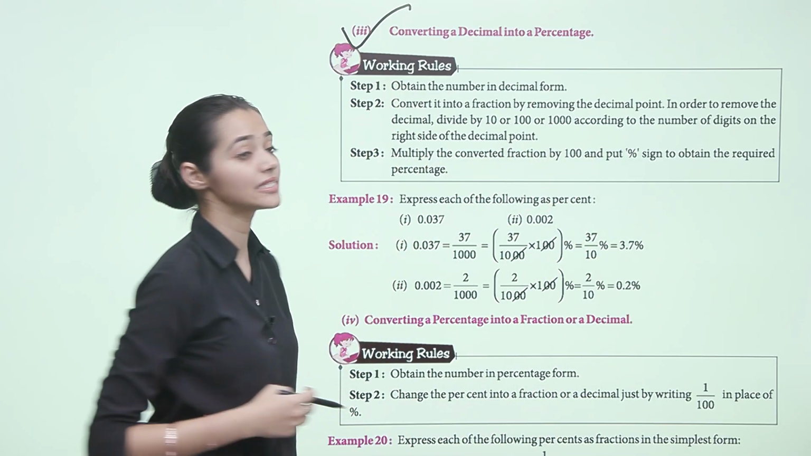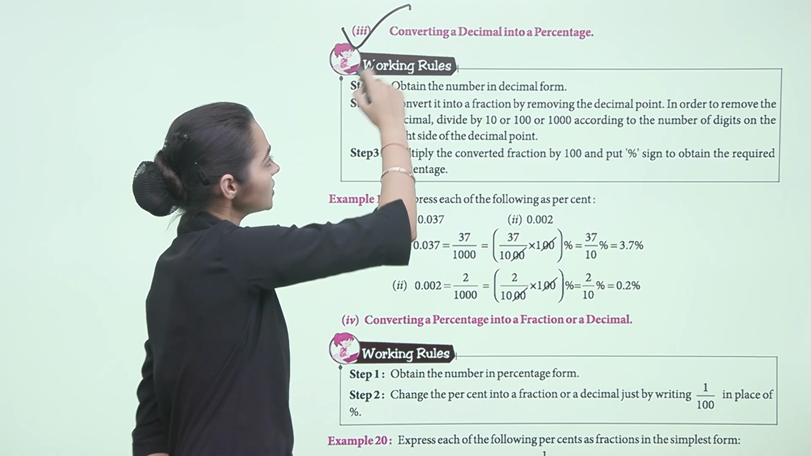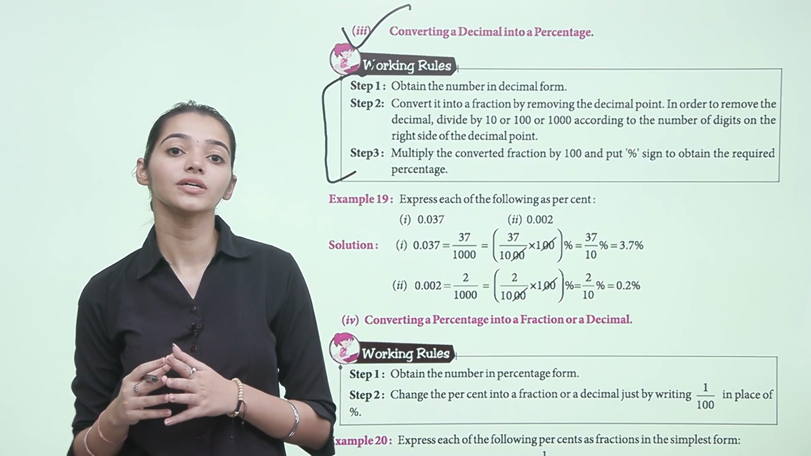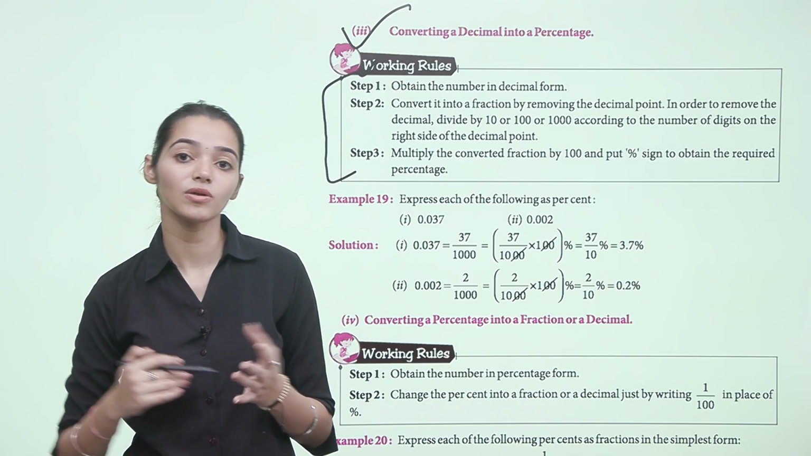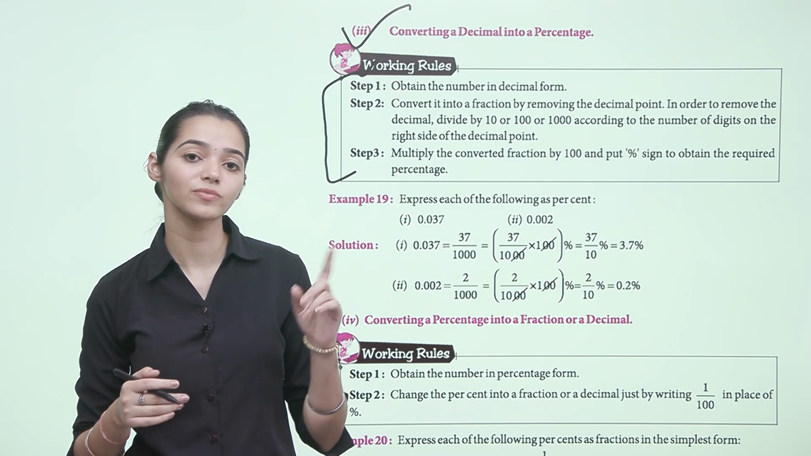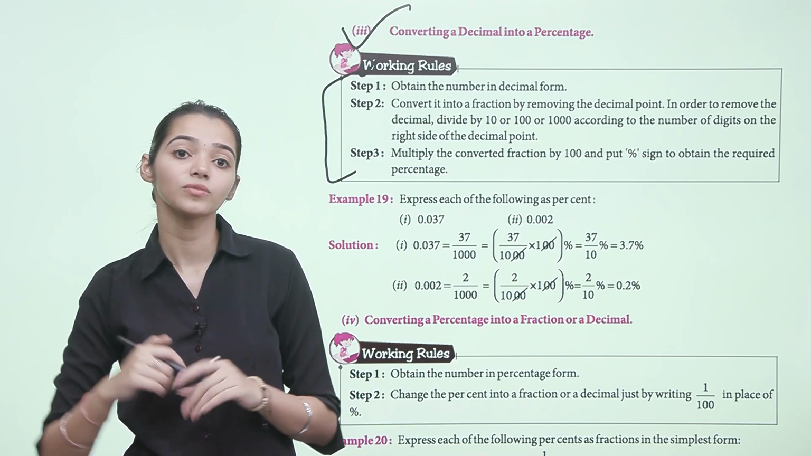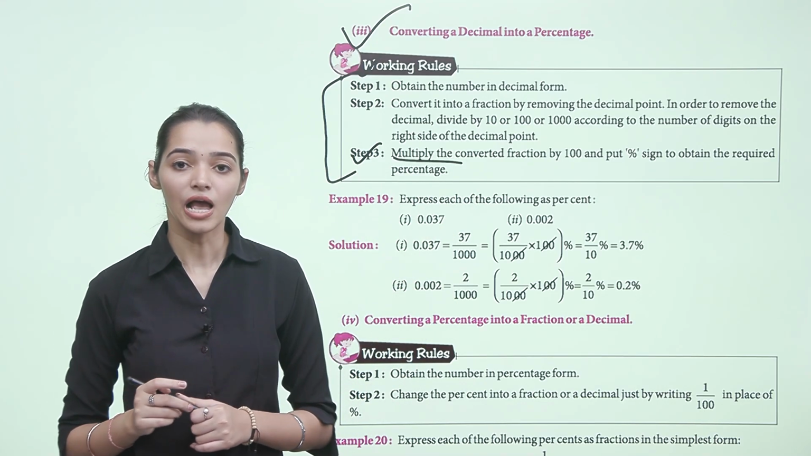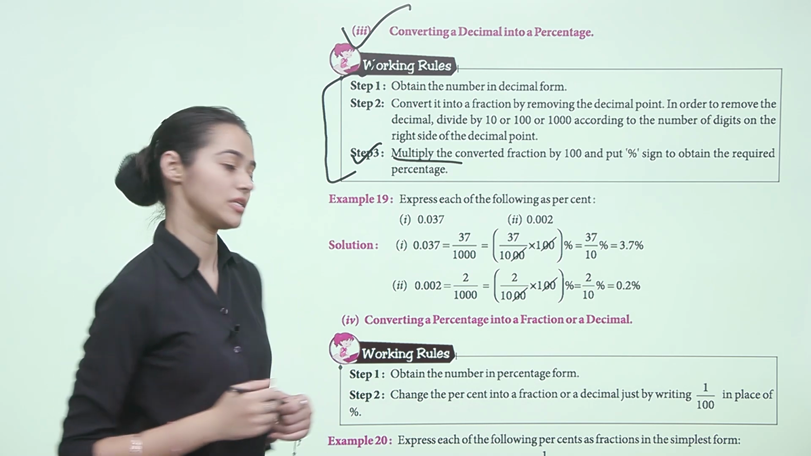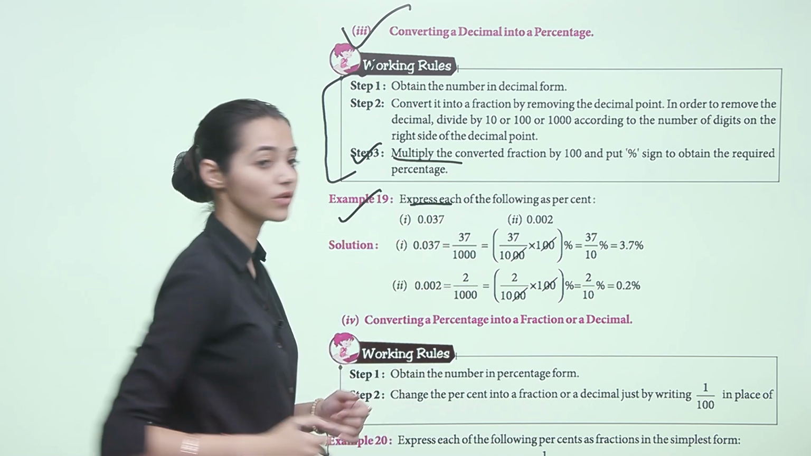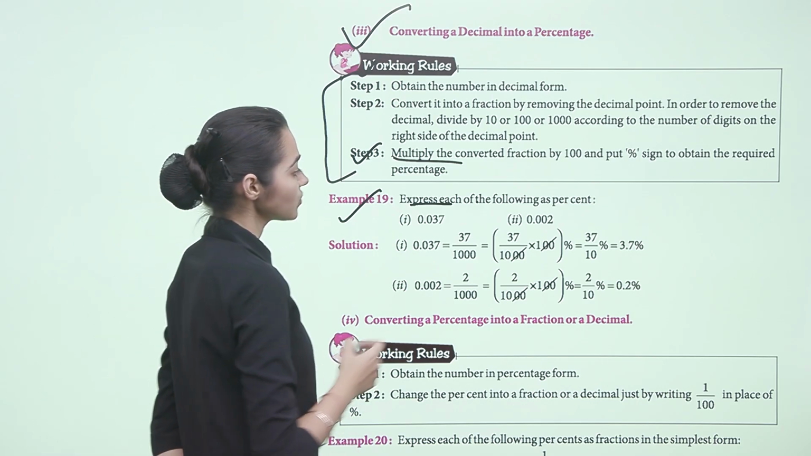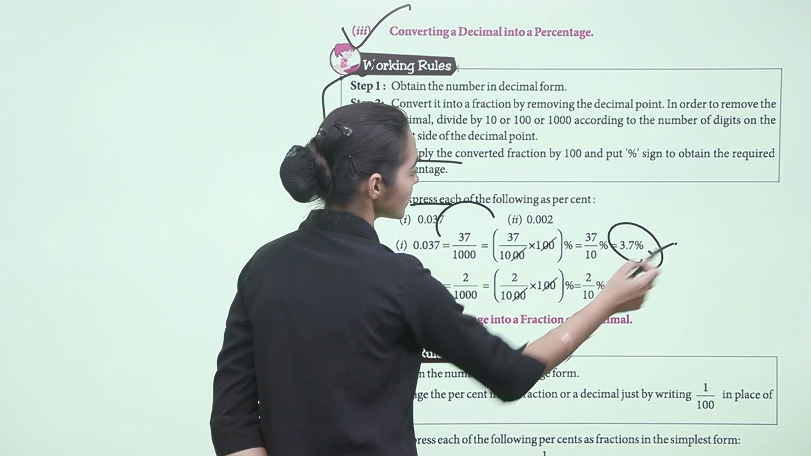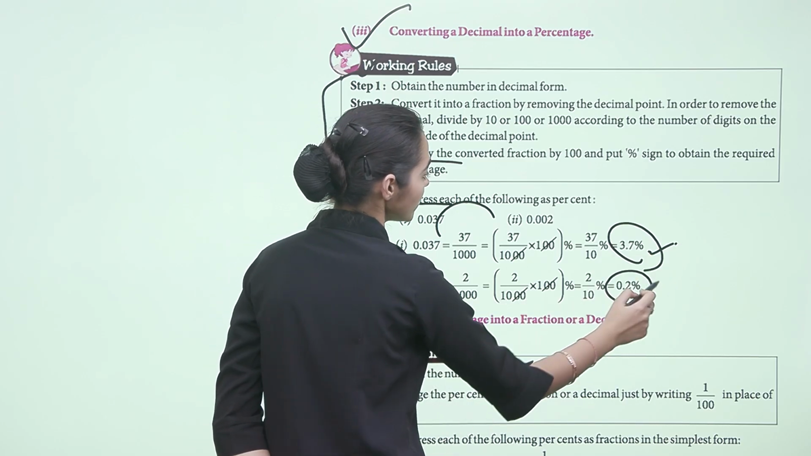Next is converting a decimal into a percentage. Here are our working rules. In step 1, we obtain the number in decimal form. Secondly, we convert it into a fraction by removing the decimal point. In order to remove the decimal, we divide by 10, 100 or 1000 according to the number of digits. In step 3, we multiply the given fraction by 100 and put the percentage symbol to obtain the required percentage. In example number 19, we express each of the following as a percentage. So 0.037 is 37 by 1000 into 100%, that is 3.7%. It can be written as 0.2%.